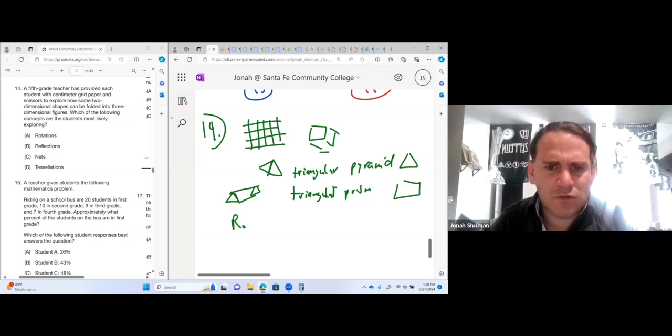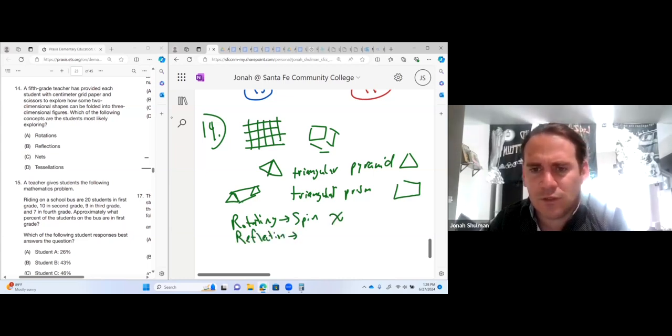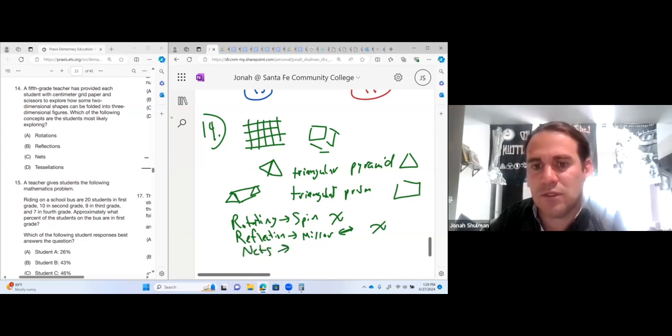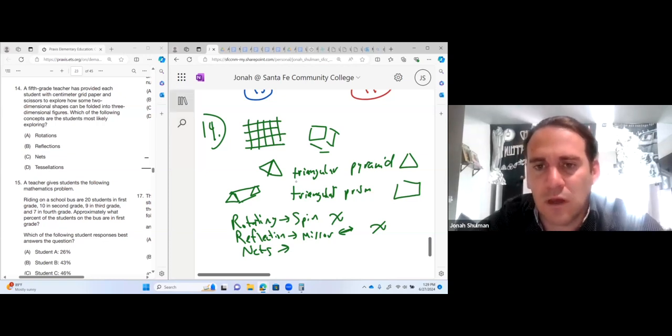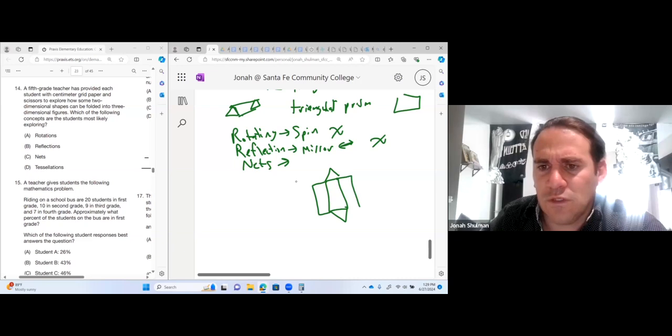Okay, are we rotating? So rotating is spinning. That is not right. Reflection is a fold or mirror. Reflection is a mirror. That's also not right. Nets, this is what it is. So a net is basically when it's all spaced out. Here's the net of the triangular prism that I just drew. This is what's called its net. If I fold this up, I get the triangular prism.